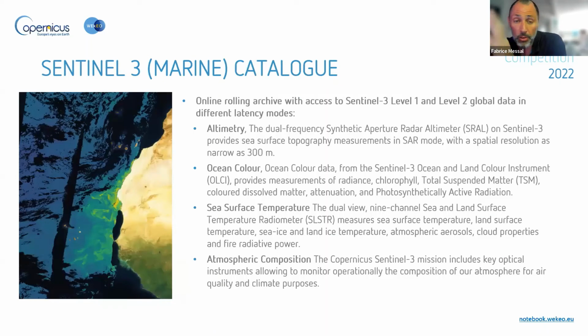The marine data are not limited to the Copernicus Marine Service catalog. You also have access to the Sentinel-3 marine catalog, with level 1 and level 2 data, with information on altimetry, ocean color, sea surface temperature, and atmospheric composition. Satellite observations offer high spatial resolution products. And these kinds of products can be very useful, again, to visualize rapid or very localized changes of the environment.